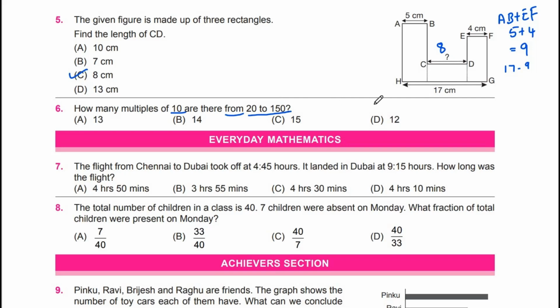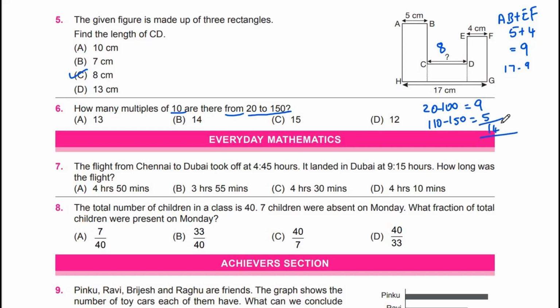So very easy to find out. Either you can write from 20 to 150, 20, 30, 40, 50, 60 till 150, or you can calculate from 20 to 100. How many tens are there? We are leaving 10, others are 9 tens. And then from 110 to 150 we have 5 tens, right? So totally how many tens we have? Right, 9 plus 5, which is 14.